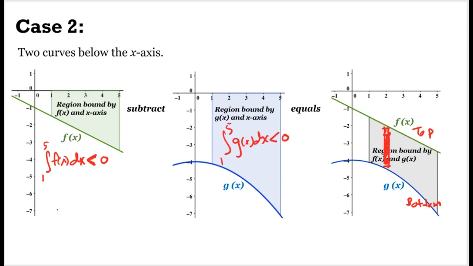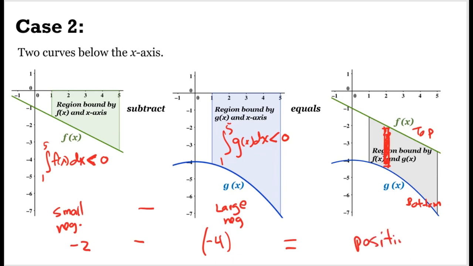But we see that the first one is a small negative, and the second one is a large negative. And we're subtracting. So when you subtract a negative, that double negative makes this an addition problem. So I'm just going to throw some numbers. Imagine this was -2 minus -4. The result is going to be positive.